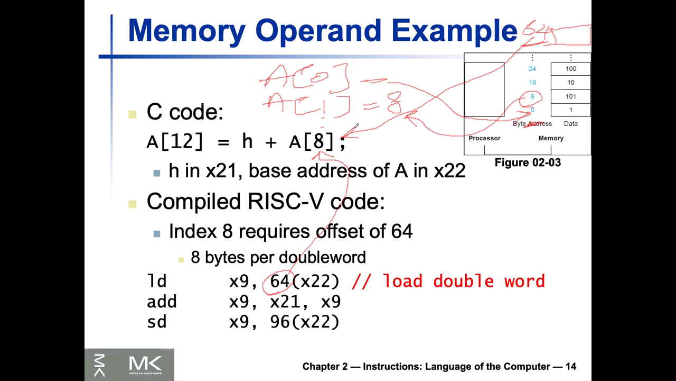Which line? LB X9, 64. Okay, so X22 is the register containing the result of A, right? That A is in that register. So when you access the address of 64 on X22, it is going to actually fetch A8 for us, right? And then finally, when we wanted to store it back, we are storing it in what? A12, right? So if you carry on going higher after 64, 4 more of 8, you're going to reach up to 96, right? So now you want to update A12, which is address 96 of X22.